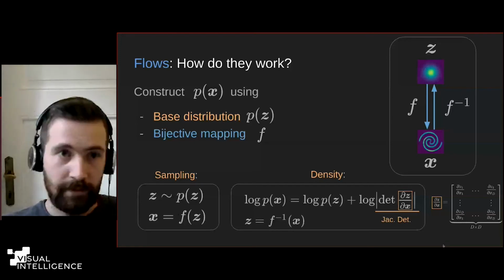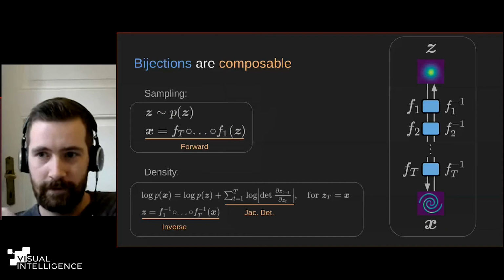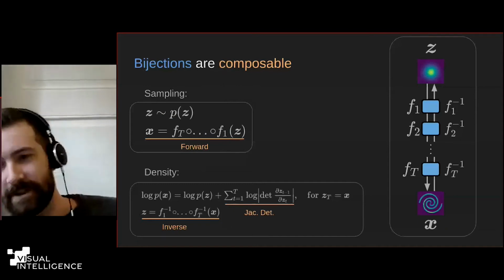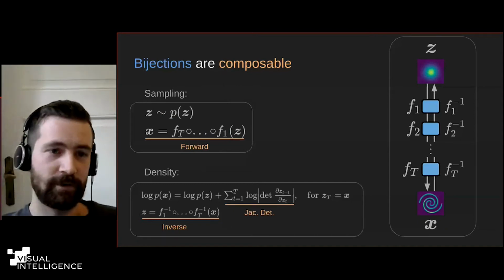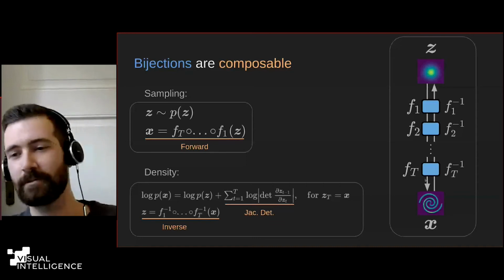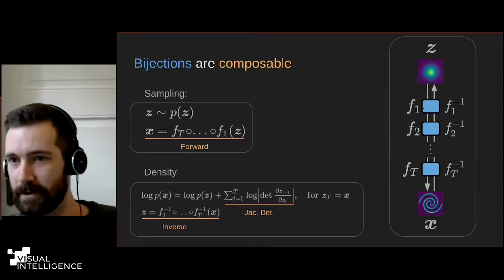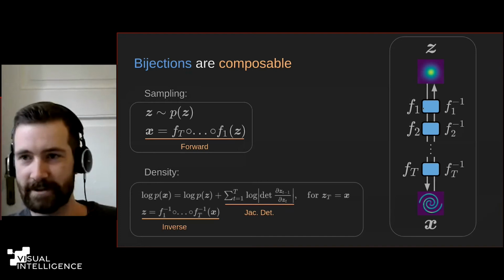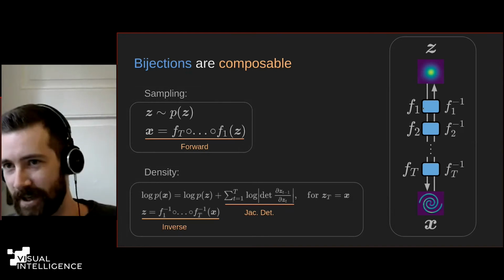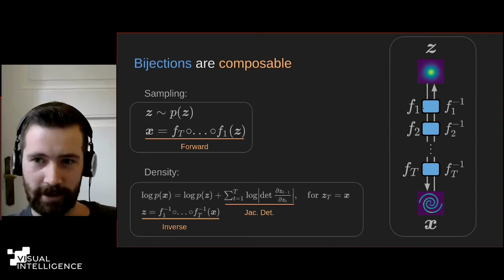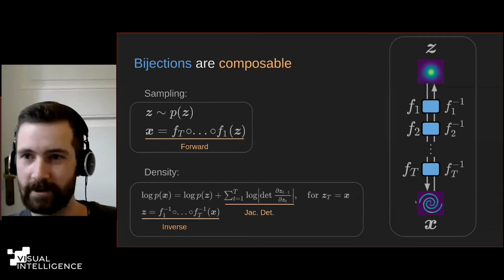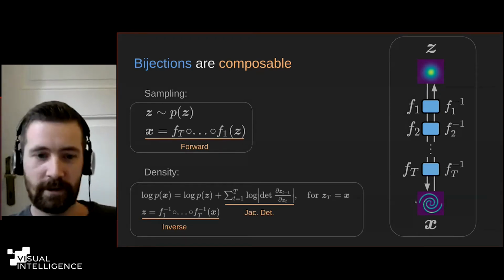So the benefit of this, or one benefit, is that bijections are composable. So we can construct a more flexible transformation by stacking multiple layers and getting kind of a deep flow, if you will. So we can use T layers like this. Sampling is, as you'd expect, you just pass them through all the transformations. To compute the inverse, you do the same.